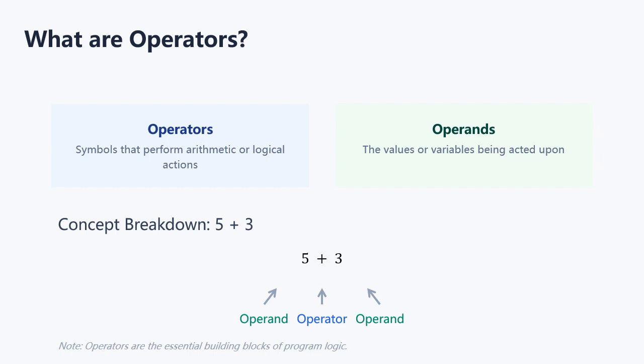Let's break down this simple expression. 5 plus 3. It looks like basic math, but in Python, it's a perfect example of this relationship. The plus sign here is our operator. It defines the addition operation, while the numbers 5 and 3 are the operands.